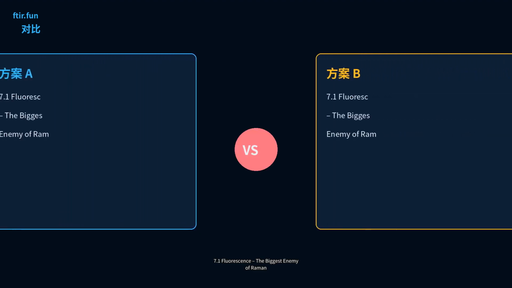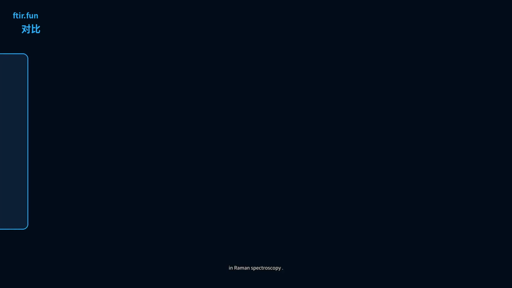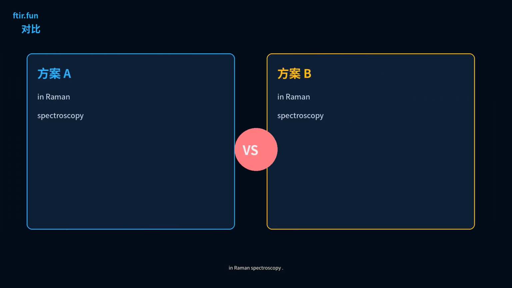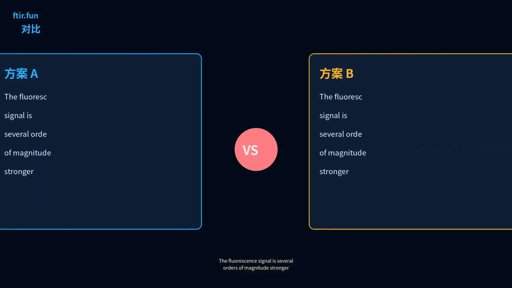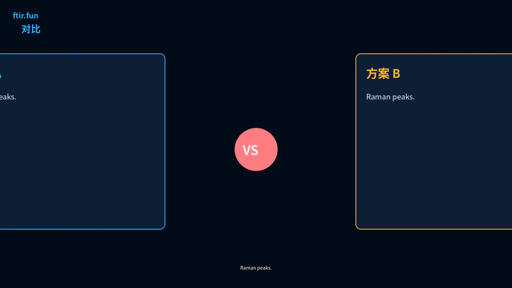7.1 Fluorescence, the biggest enemy of Raman. Fluorescence interference is the most serious practical problem in Raman spectroscopy. The fluorescence signal is several orders of magnitude stronger than the Raman scattering, often completely overwhelming the Raman peaks.